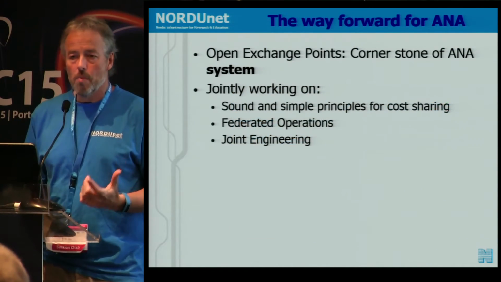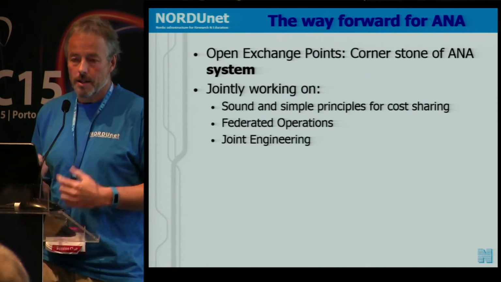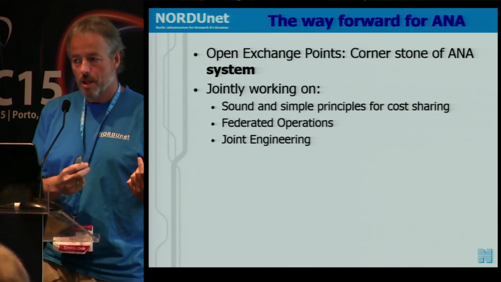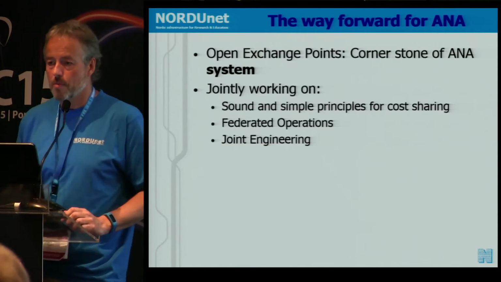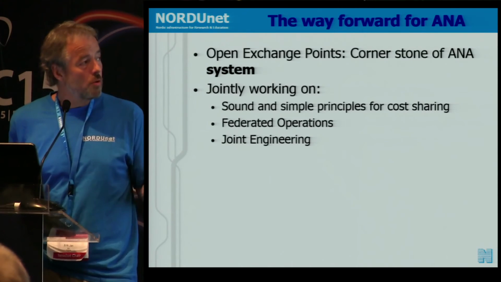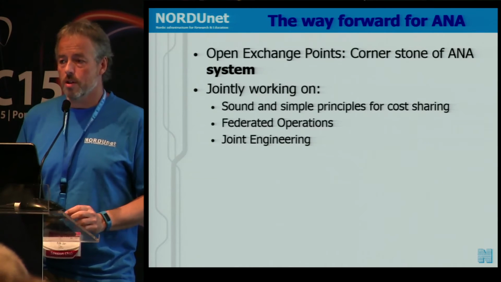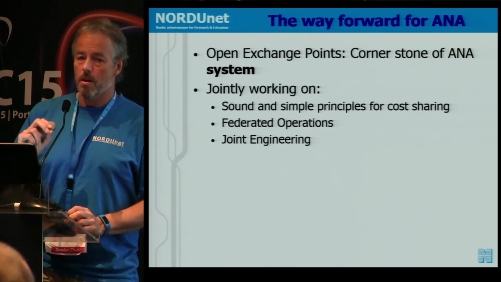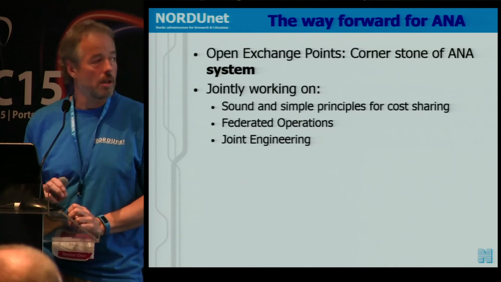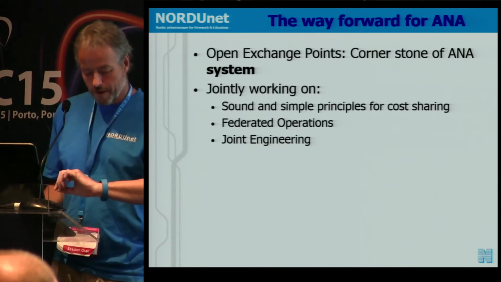So open exchange points are front and center of the ANA system. And it's big pipes and it's open exchange points. Like I said in the GNA piece of my presentation, this is about two important architecture elements. And this group of NRENs is now working on cost sharing. How do you share cost in a world where the pipes are so big that not one NREN is using that? We talk about joint engineering, and the remainder of my talk, federated operations.